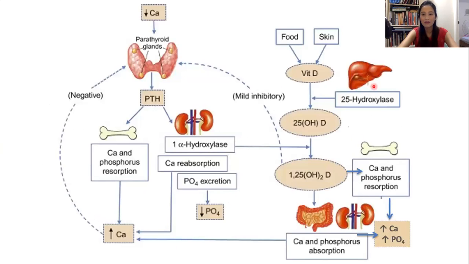So to tie everything all together, your PTH net effect will be to increase your calcium and lower your phosphate. Okay? I've already explained this several times.